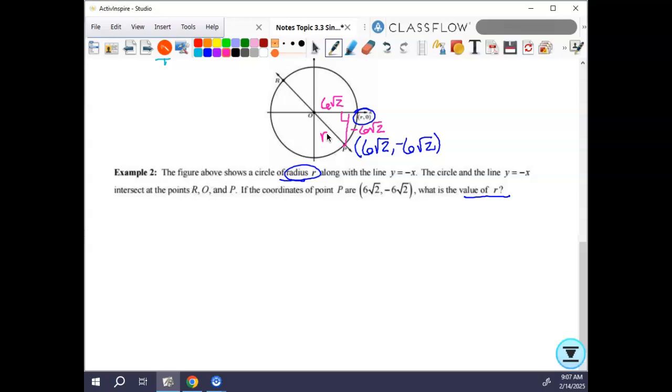So what can I do to figure that out? Think 6th grade. Pythagorean theorem, right? It's just a right triangle and I have a missing side, yes? So 6 square root of 2 squared plus negative 6 square root of 2 squared equals r squared.